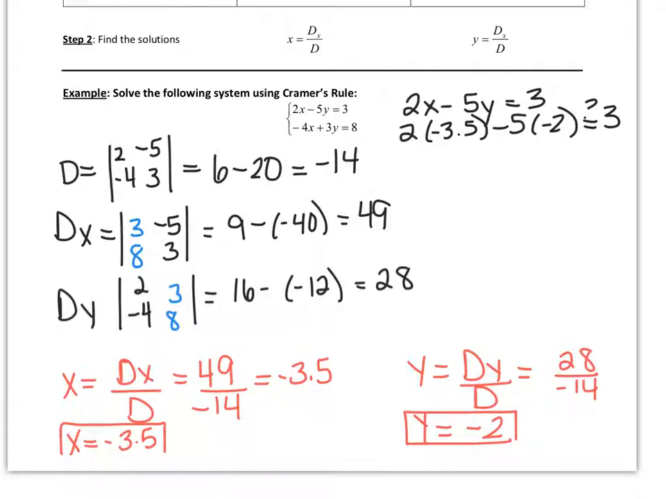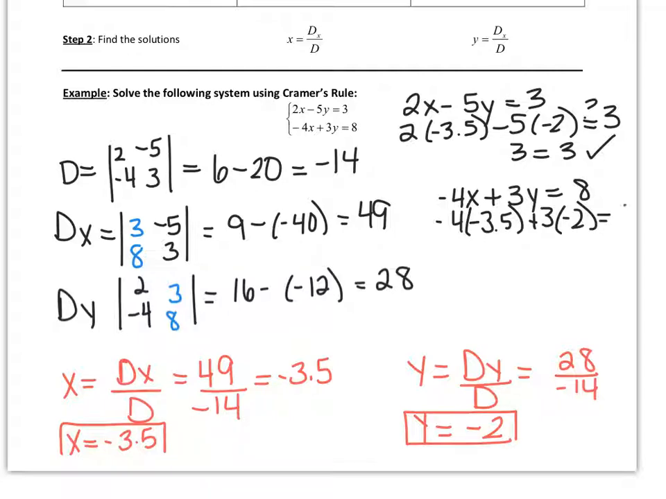And you should get, when you typed it in, you should get 3. So this works. And you should also check the other equation. So negative 4x plus 3y equals 8. So negative 4 times negative 3.5 plus 3 times negative 2. And we should get 8. So take a minute, type it in the calculator, and see what you get. And you should get 8 both times, so both answers work.